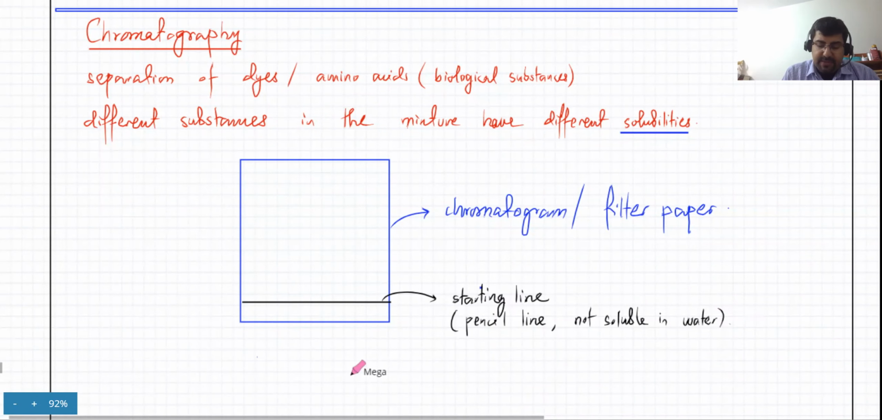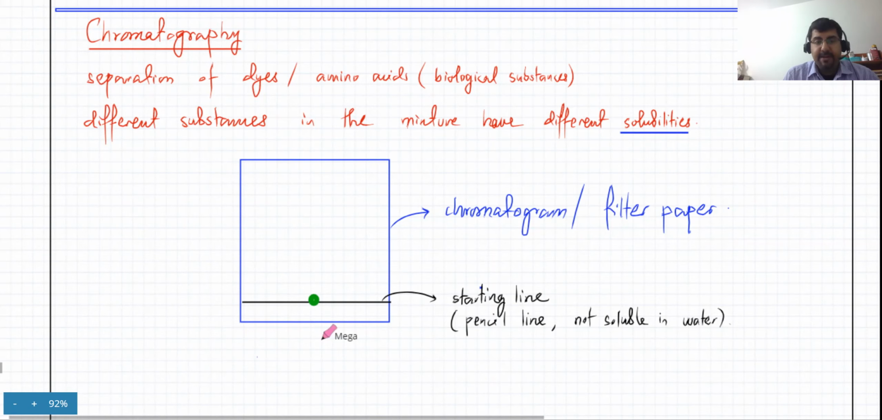The next thing is you put a dot. Let's say I have a green dye which is made out of blue and yellow dyes. So what I'm going to do is put a dot, and I hope everyone has a green pen or a green marker. Just put a dot on that starting line. Okay, if you do that, just place it over there.